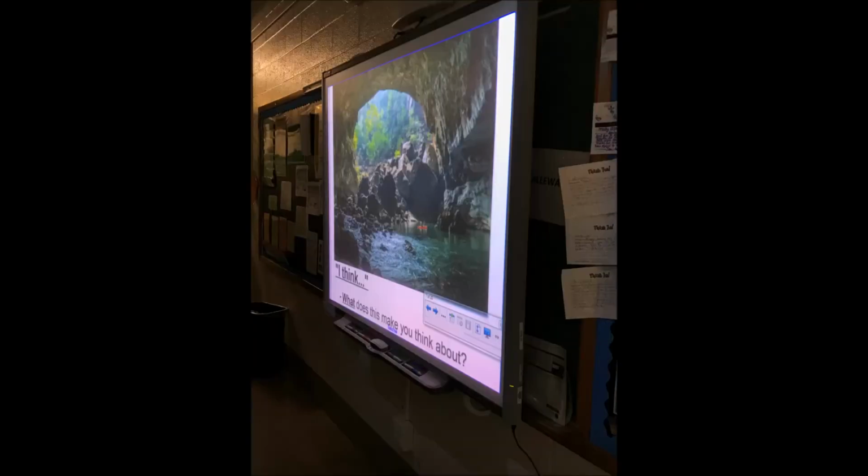This strategy works well at the beginning of the unit to introduce a concept and to discuss background knowledge. It is also a great way for students to make abstract connections with the content they are learning about.